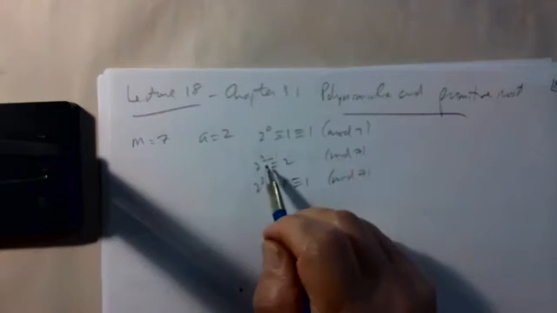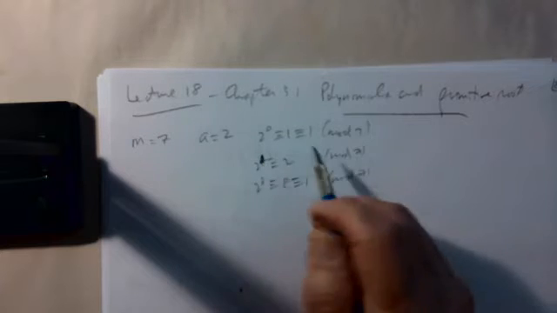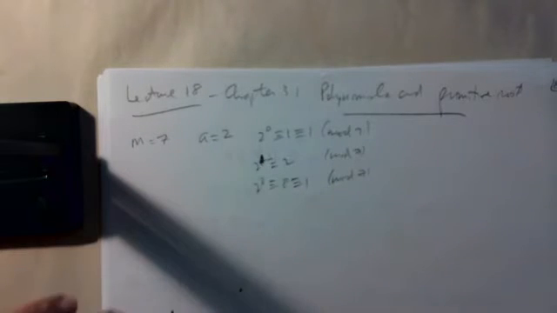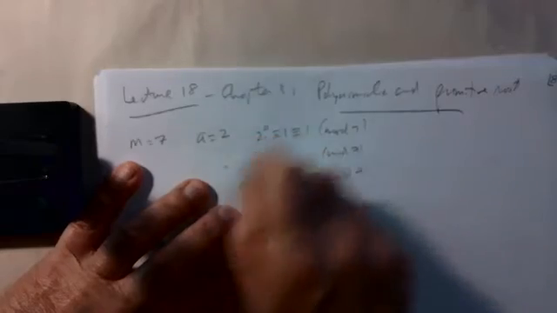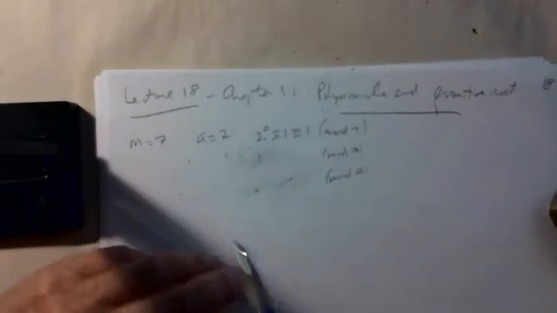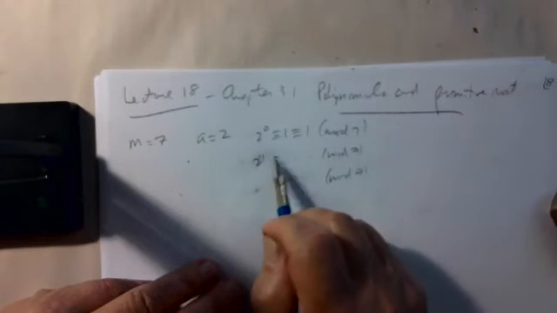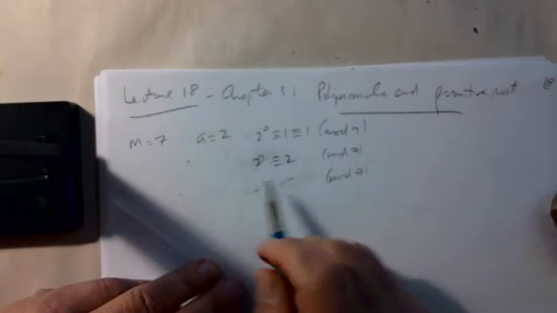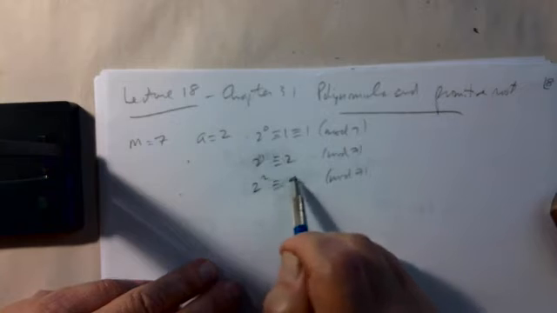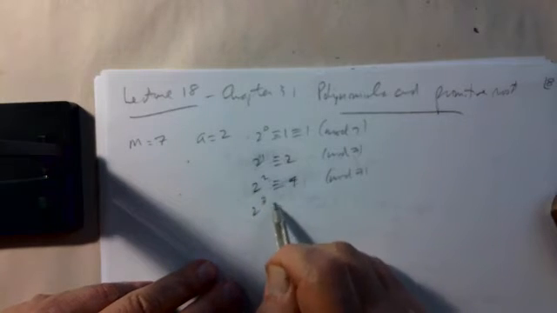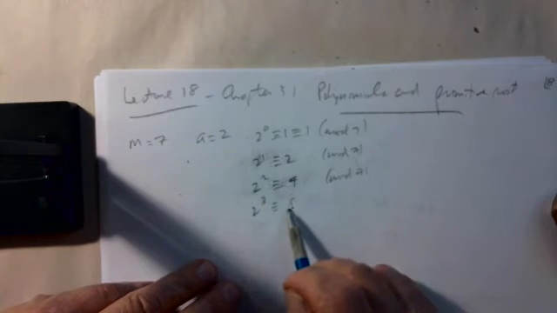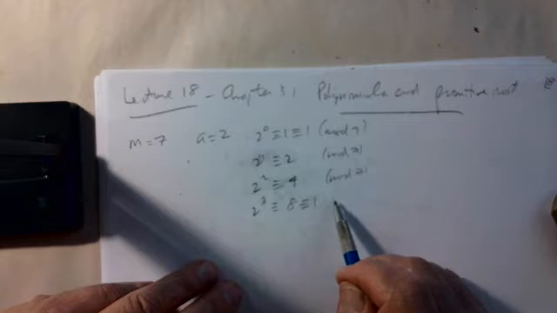Let me do this correctly. I'm jumping ahead. Two to the 0th power is 1. 2 to the 1st power is 2. 2 squared is 4. 2 cubed is 8, which is 1 mod 7.